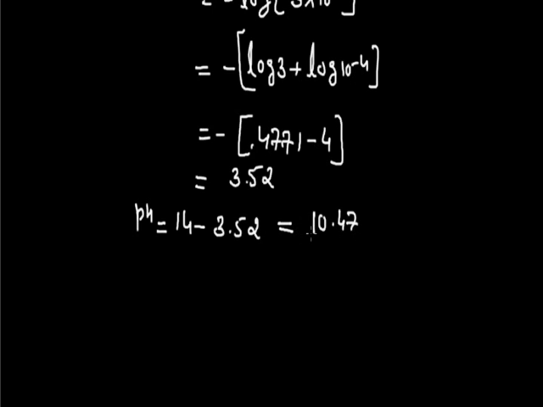If the value is more than 7, it indicates the basic nature of the solution, and here this value is more than 7, so it indicates the presence of a weak base in the water. So this is how we can calculate the pH of weak acid and weak base.